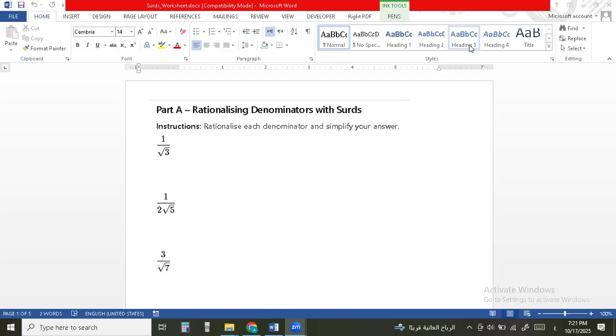And this is part two of the surds lesson. So here we have the instructions saying, rationalize each denominator and simplify your answer. So let's start with the first one here.